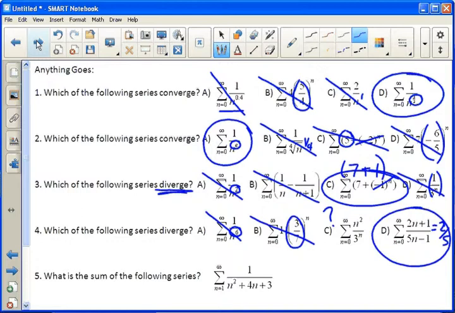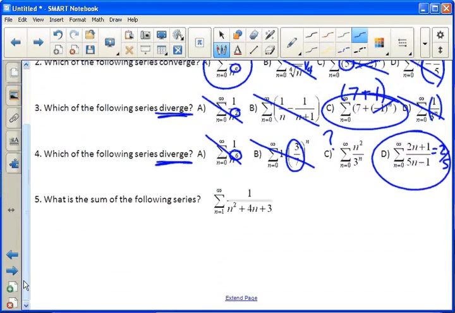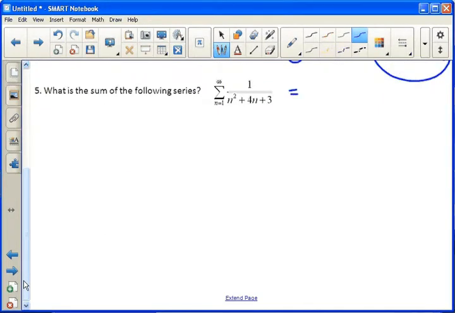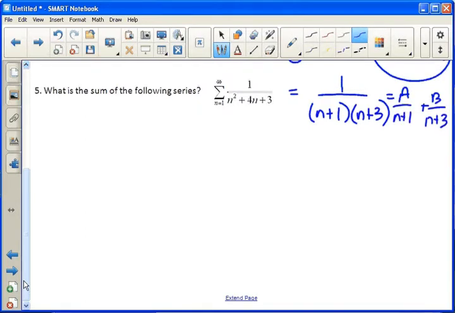Okay, finally number 5. What is the sum of the following series? This is going to be a telescoping series. We can do this by factoring 1 and 3, multiply to 3 and add up to 4, and then using partial fractions. So this can be split up as a over n plus 1 plus b over n plus 3. Multiply everything by the common denominator, you get 1 equals a times n plus 3 plus b times n plus 1.